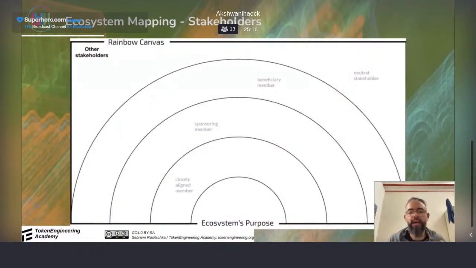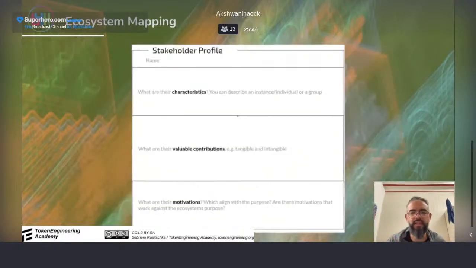After we have a purpose, we need to start. This is just a map for placing some stakeholders. Stakeholders are people that have something to do with the purpose that we are defining here. Who are the most closely aligning members? What are the sponsoring members here? We will be paying for that. Who will be benefiting out of that? Who will be neutral? Who will be opposite to that? Let's map all of that here.